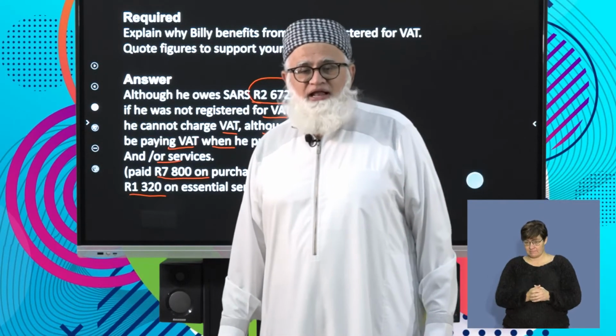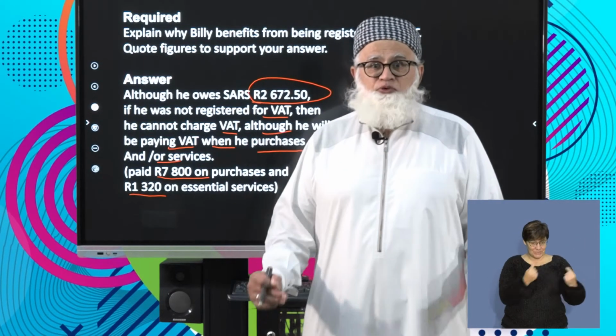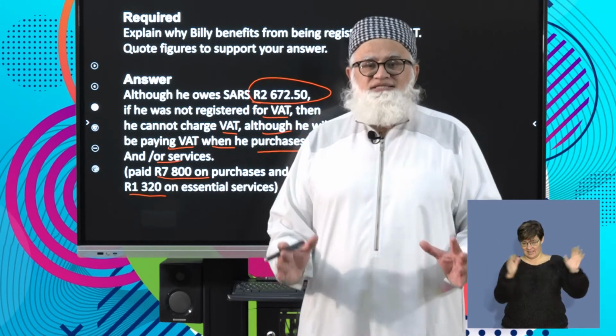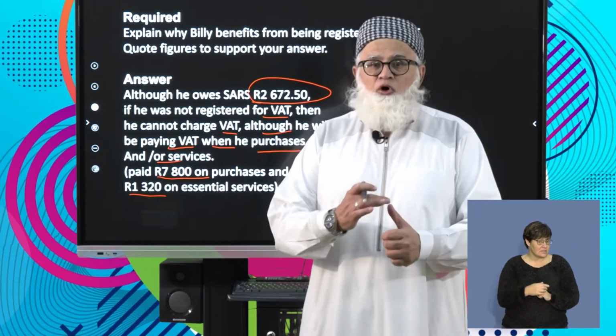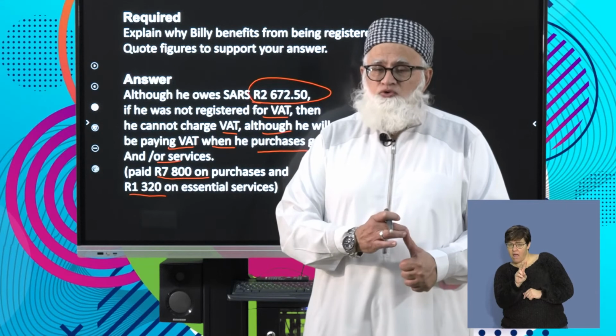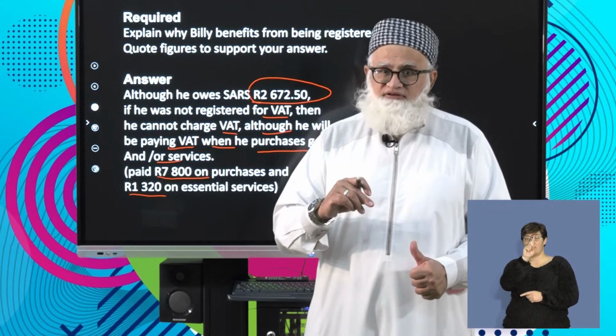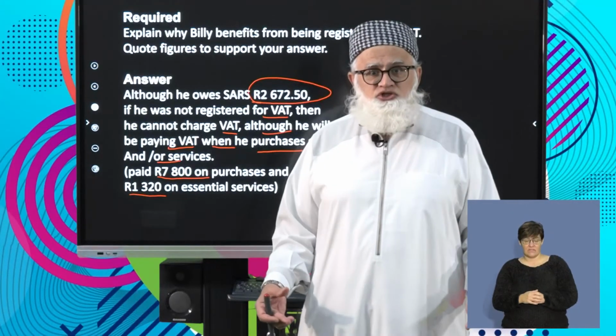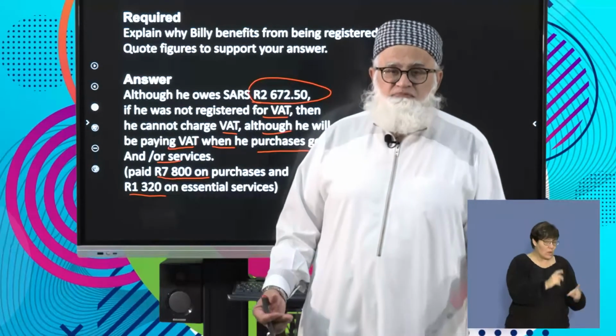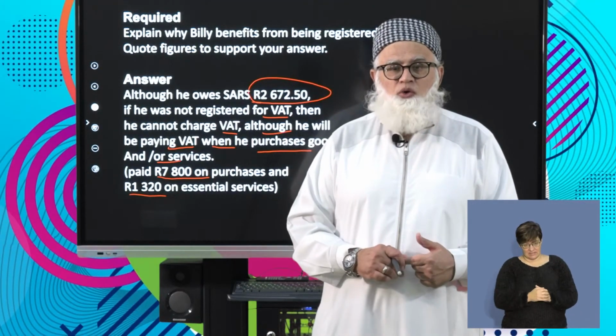So quite a bit of calculations in this segment. I hope you understand them. What is critical for you to remember, the moment you see an inclusive amount, it will always be 15 over 115. The moment it's exclusive, you just have to add 15% to the amount that you are working with.